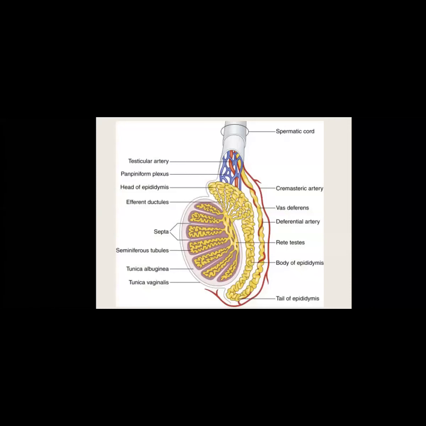And this is an anatomy cross section of a testis with a spermatic cord. Okay, the testis is covered by the tunica albuginea and vaginalis. The cross section reveals many coil structures which are separated by septa. They are called the seminiferous tubules. This is the place where the sperms are produced.